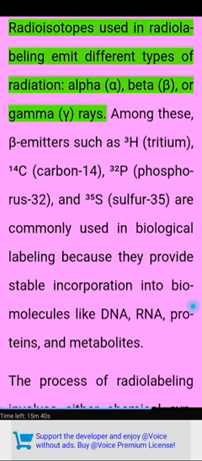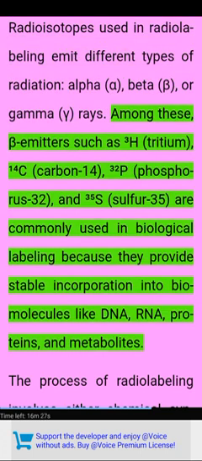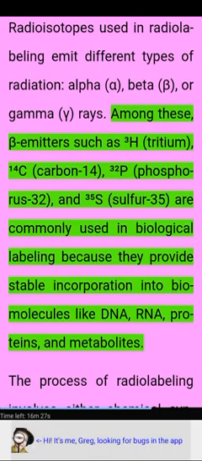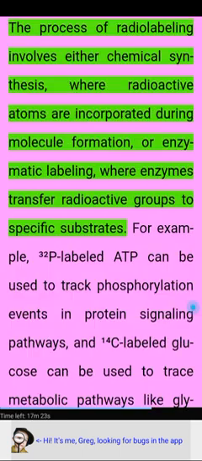vitro setups. Radioisotopes used in radiolabeling emit different types of radiation: alpha, beta, or gamma rays. Among these, beta emitters such as ³H tritium, ¹⁴C carbon-14, ³²P phosphorus-32, and ³⁵S sulfur-35 are commonly used in biological labeling because they provide stable incorporation into biomolecules like DNA, RNA, proteins, and metabolites.